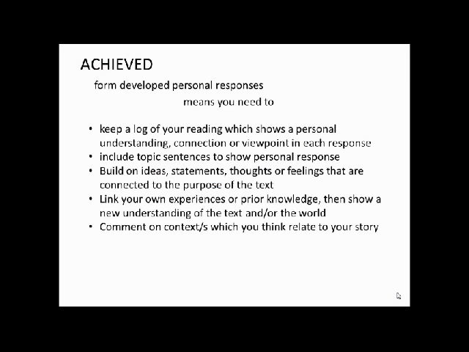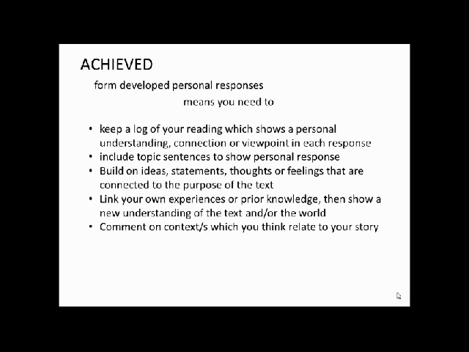To achieve the standard, you should keep a log of your reading. A developed personal response means you have shown your own personal understandings of, connection with, and/or opinion on the texts read. Try to include topic sentences to show how you think the text builds on the ideas, statements, thoughts, feelings you already have, and how they are connected to the purpose of the text.